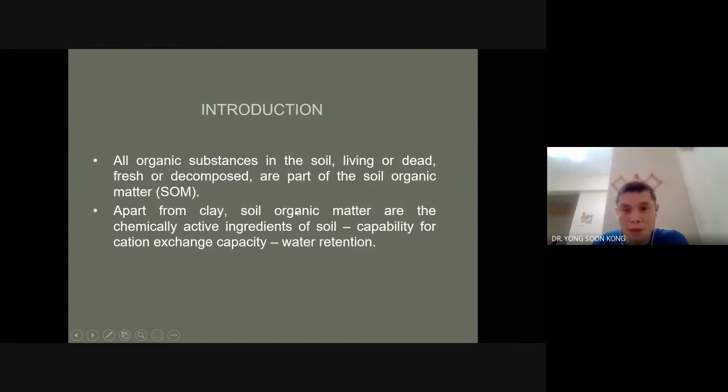Okay, now I just want to bring you to the second point. Apart from clay, soil organic matter is the chemically active ingredient of soil. It gives capability for exchange, cation exchange capacity, and also water retention. So basically, these are what soil organic matter is so important for. They retain two very important things for living organisms, including trees and plants, and those are moisture, water, as well as nutrients, both of which are very important for photosynthesis.